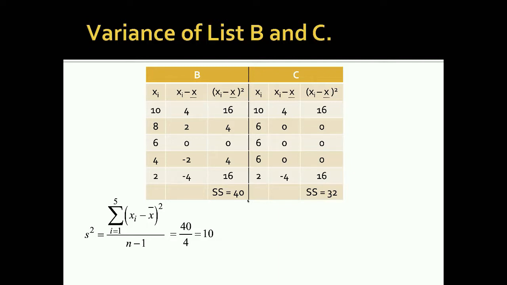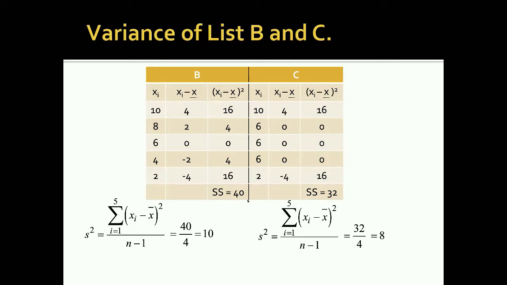So our variance for set B is 10, and then our variance for set C is going to be the 32 divided by n minus 1, which is 8. So that is variance. And that's the first thing that was different for us. The mean was the same, the median was the same, the range was the same, but the variance is different.